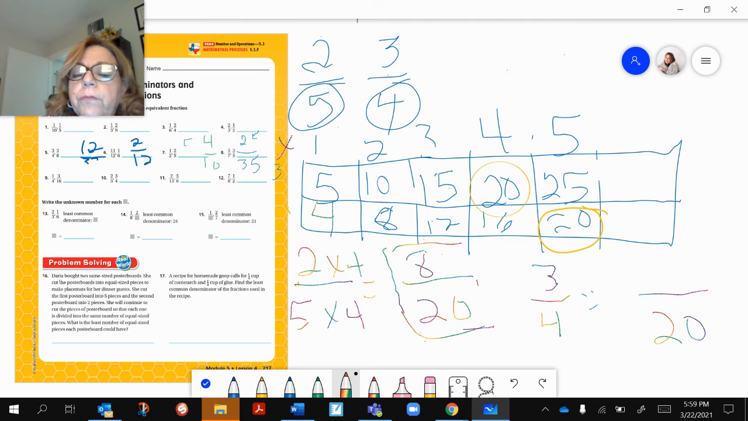What did I do to get from 4 to 20? I multiplied that by 5. 3 times 5 equals 15. And so 3/4 is equivalent to 15/20. And you'll just write that into question number 10.